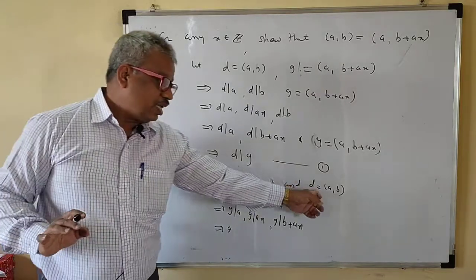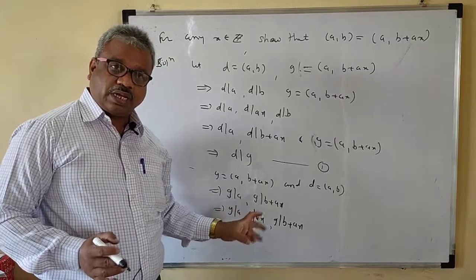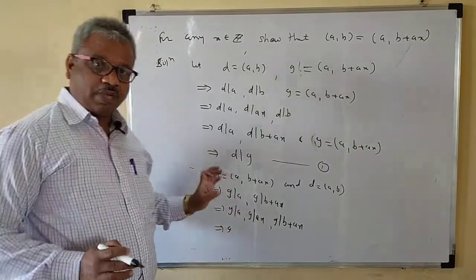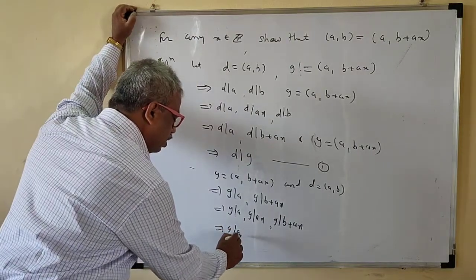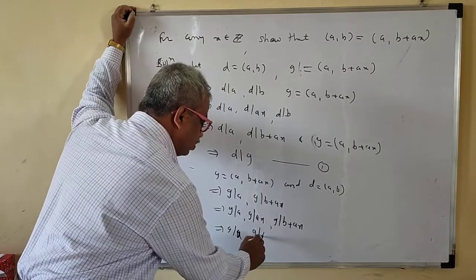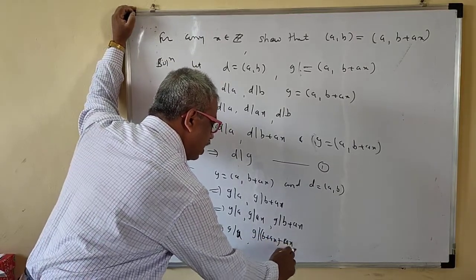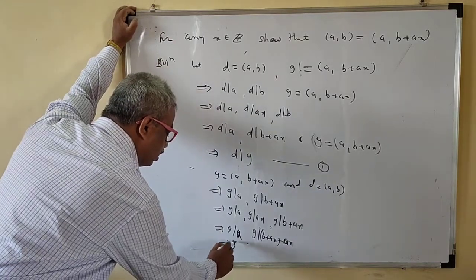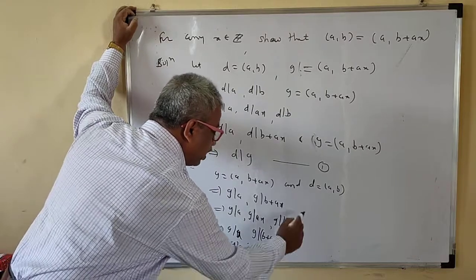I want here d to be the GCD of a and b. So g divides a, but g divides b is not yet there. So I have to manage g divides b. So here, g divides a and g divides b plus ax. I can take the subtraction of this one, b plus ax minus ax. So this implies g divides a, g divides b.